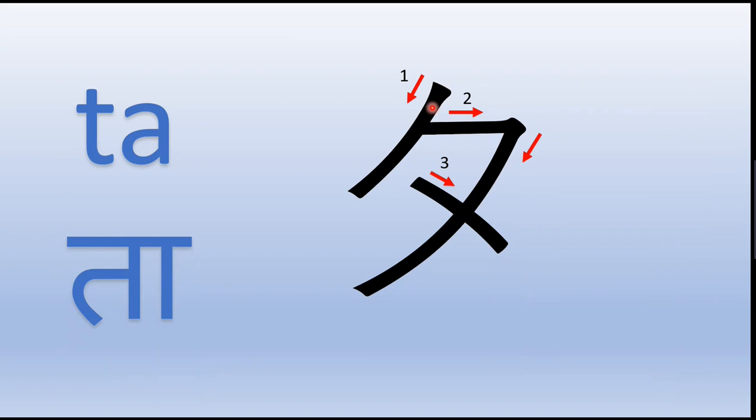Now let's see how to write these katakana alphabets and their stroke orders. Ta: the first stroke is like this. The second stroke will be like this, horizontal and then this slanted angular, and then the third stroke like this.